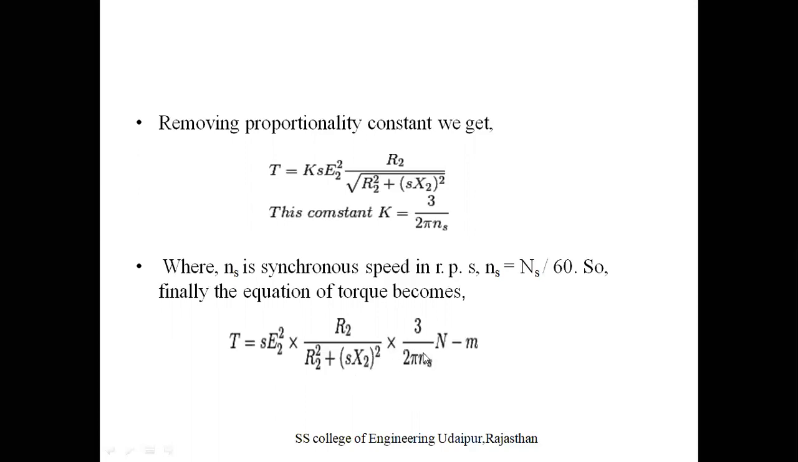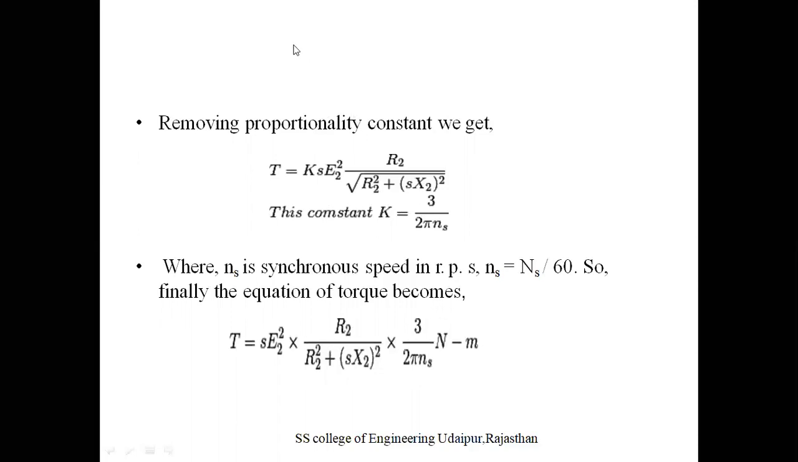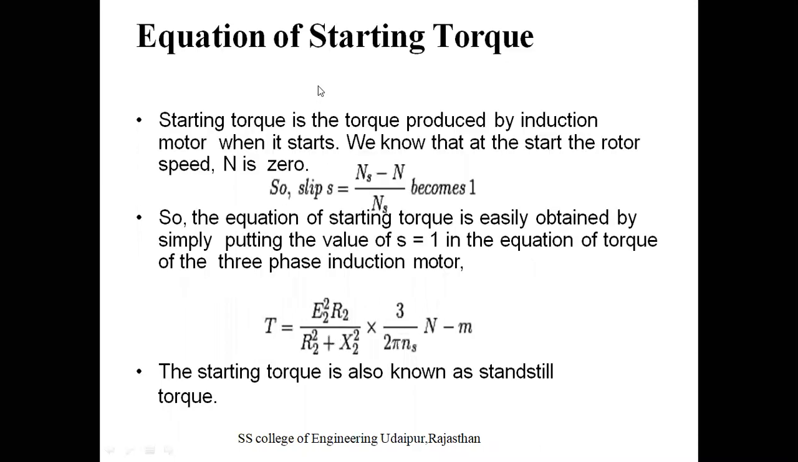Here the value of K is equal to 3 upon 2 pi Ns, in Newton meter, where Ns is the synchronous speed. This equation is called the developed torque by the induction motor. Next, starting torque and maximum torque.